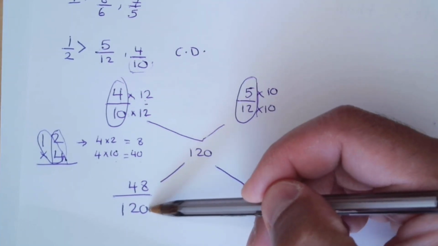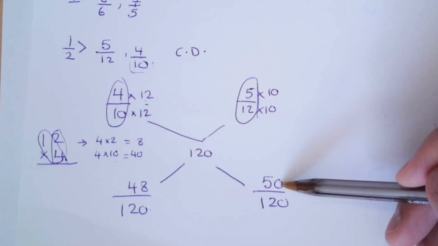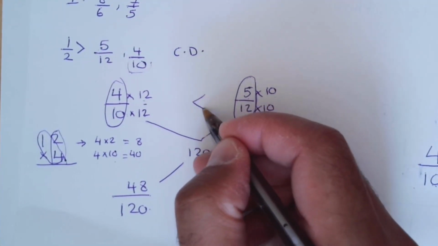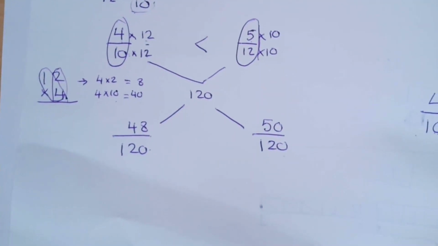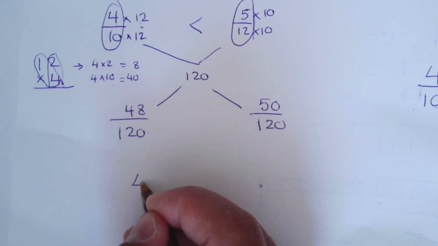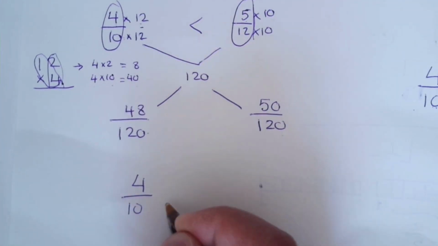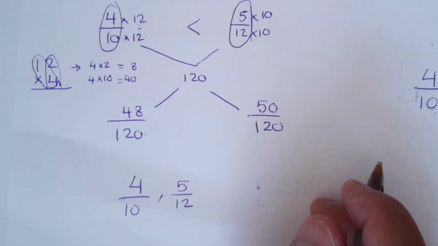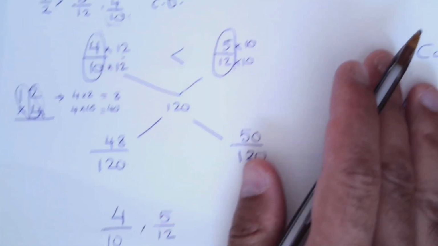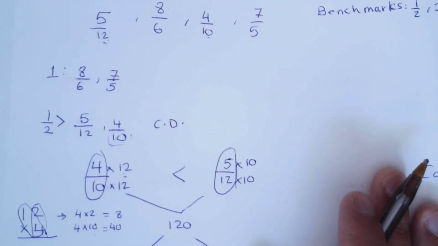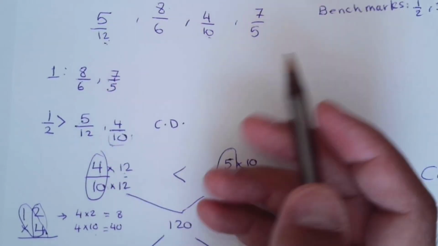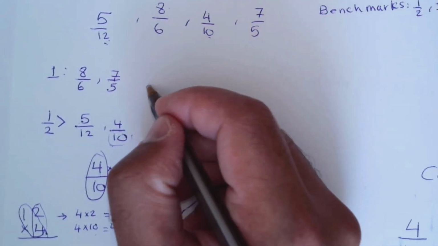4/10 gives us 48/120. 5/12 gives us 50/120. So the 5/12 is bigger. Okay, so we just solved the first part. We just figured out that 4/10 is the smallest, then 5/12. Now let's go to our first group here, the 8/6 and the 7/5. Okay, let's see which one is bigger.